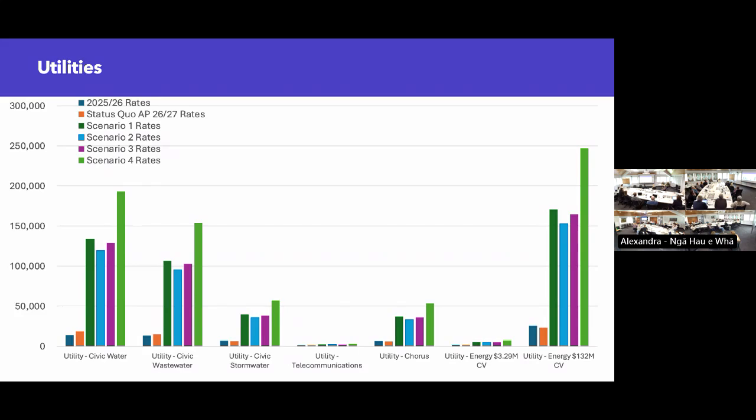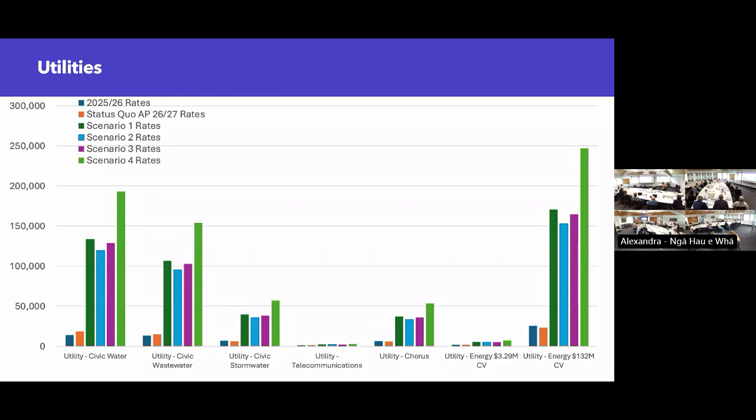Utilities, the big shift. So these are all going up because their capital value is far greater than the land value. You'll see that they all had a little bit of land value in the scenario status quo in 2025-26 rates. But the moment we go to capital value, they all spike up. And, you know, reasonably big numbers there.